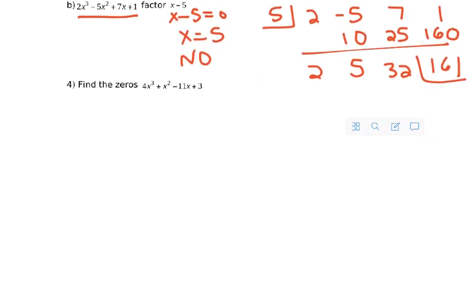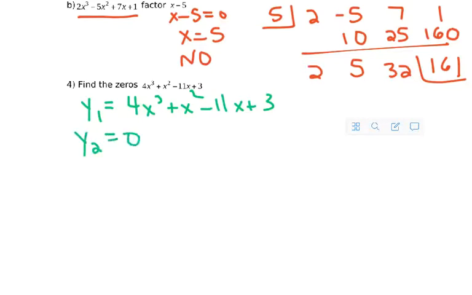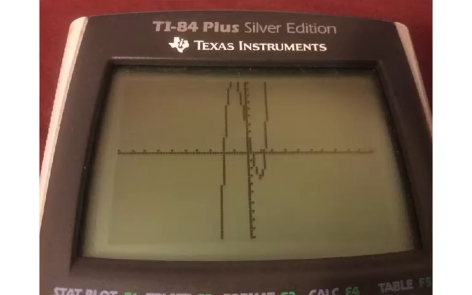If I want to find the zeros of a polynomial, a lot of times the easiest way to do it is to graph it in our calculator and find the zeros on it. So I'm going to put in y1 equals 4x cubed plus x squared minus 11x plus 3. And don't forget to make y2 equal to 0, because we're going to find where our polynomial intersects the x-axis. So here's the graph that I get.